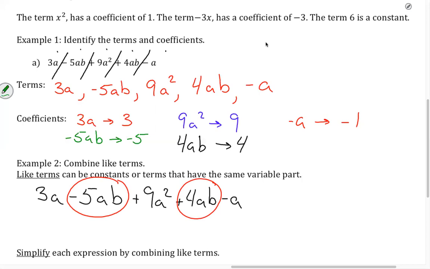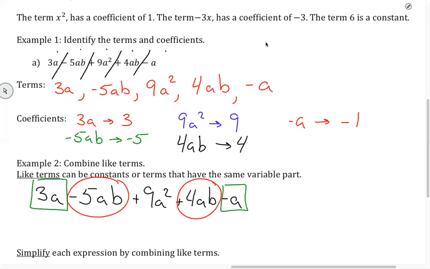Liam, can you give me another piece that's a like term? 3a and negative a. Okay. So my green squares are like terms.